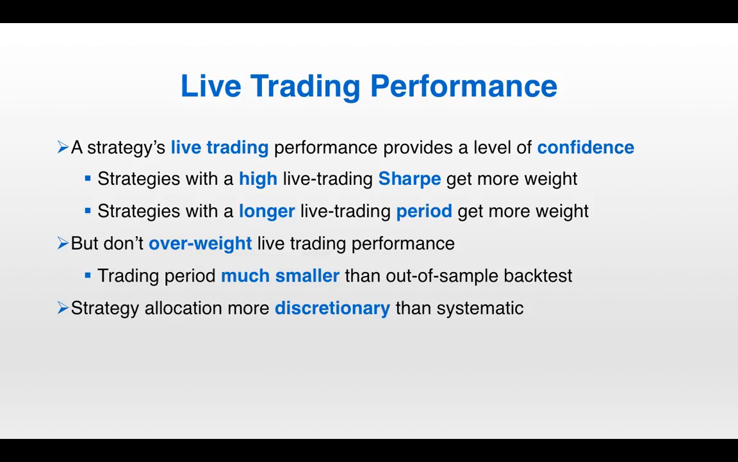With that said, we don't want to give too much weight to the live trading performance because the trading period is much smaller than the trading period for the out-of-sample backtest. If we've only been trading the strategy for a year, even if it had a great year, it is still possible that the strategy just had one lucky year. If we did our backtest correctly, then the out-of-sample results of that backtest will be significant. So it is a balancing act. And in general, strategy allocation is a lot more discretionary than systematic.